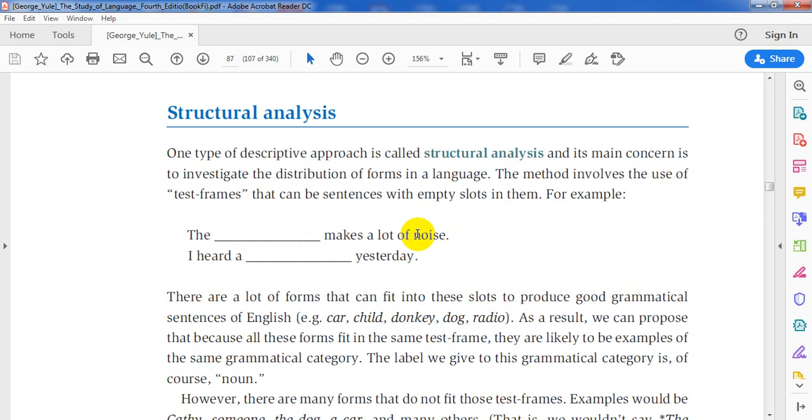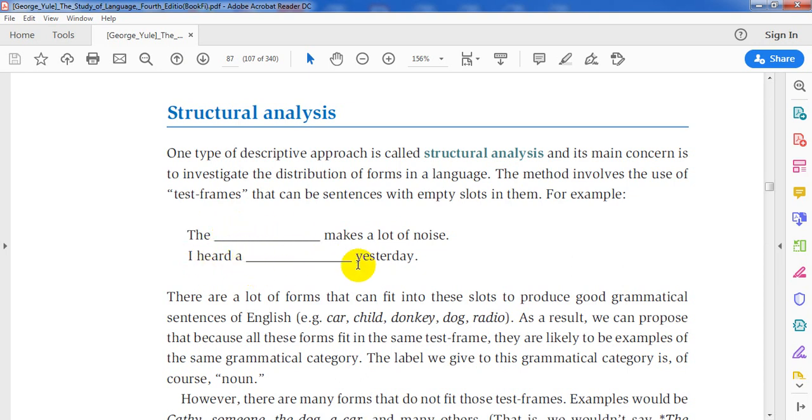and the constituents that fill this blank, so that the sentence is proper and acceptable, are of a similar category. They fall in the same category. So for example here, the blank makes a lot of noise. When we fill this blank with some words, those words should be of the same category in English grammar.